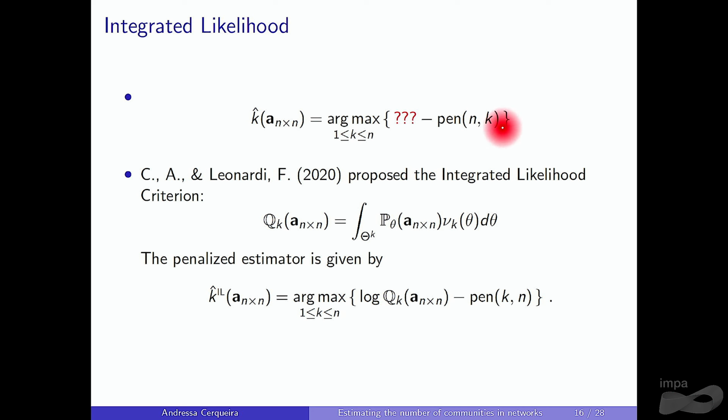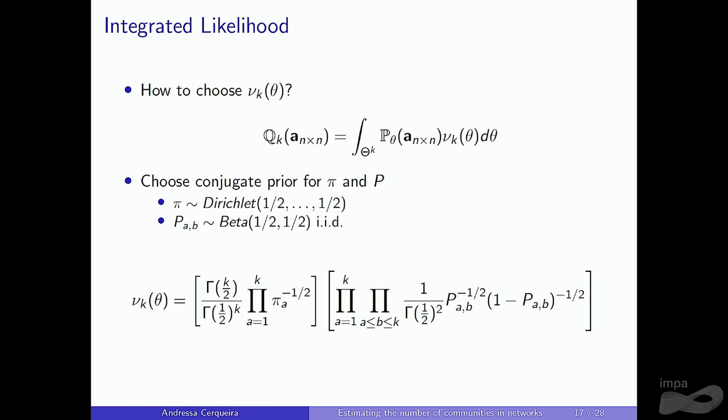And then we define the penalized estimator, just like the other ones, but here I use the log of the integrated likelihood minus a penalty term. So I'm going to work with this estimator. Okay, so the point here: how do I choose the distribution for theta, right? So I'm giving a distribution for the parameters of the model. We know that Bayesians do this a lot. So we are going to use some ideas from Bayesian inference.